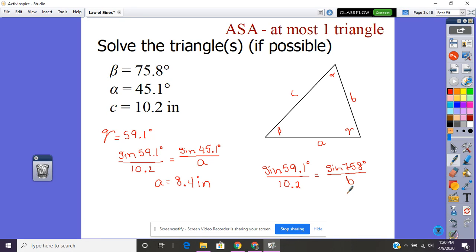So you're going to go through and do this calculation now and do 10.2 times sine 75.8, and then we're going to take that and divide it by sine of 59.1 until we get our beta. So beta is going to be that 11.5. So 11.5 inches.